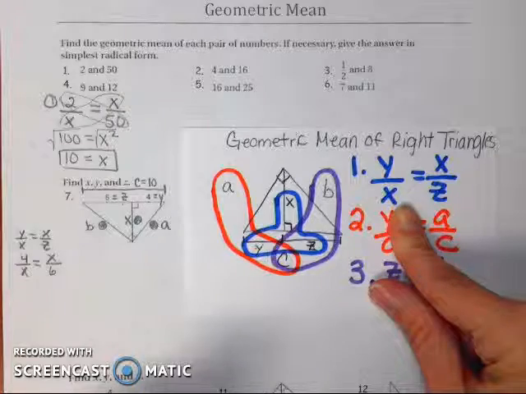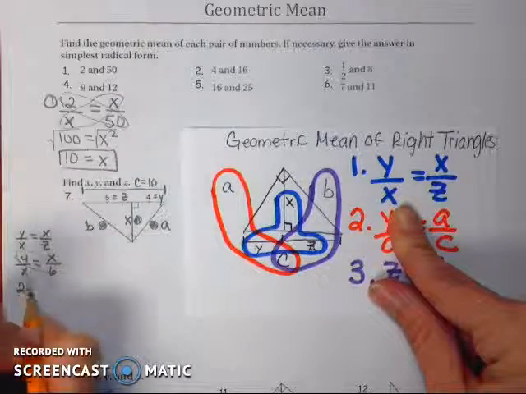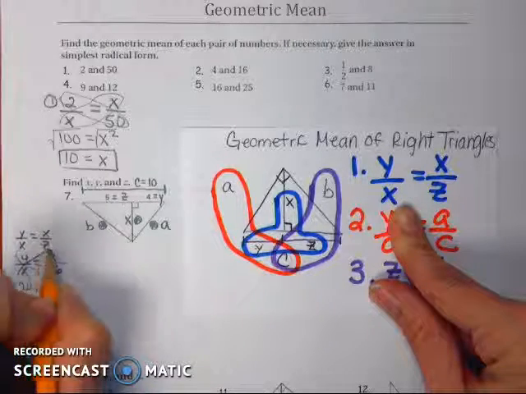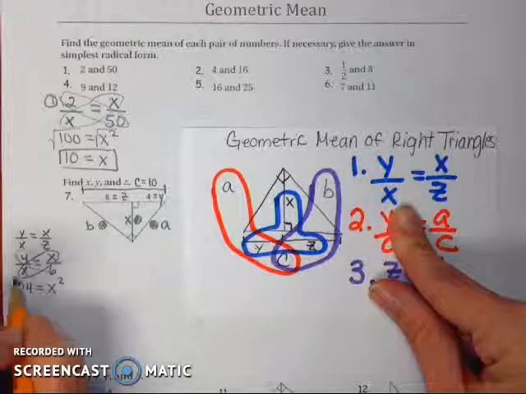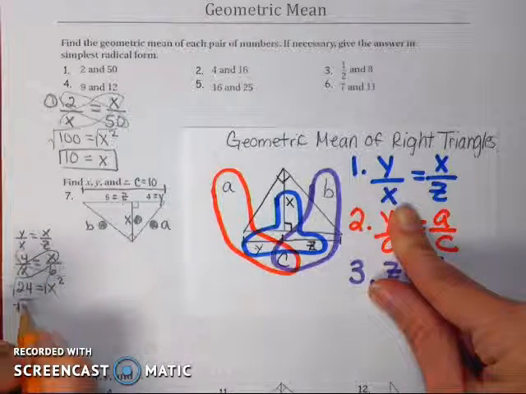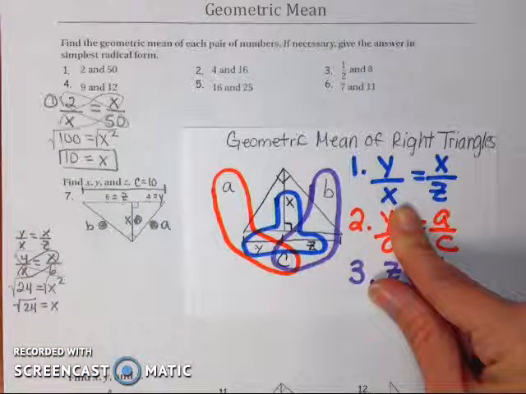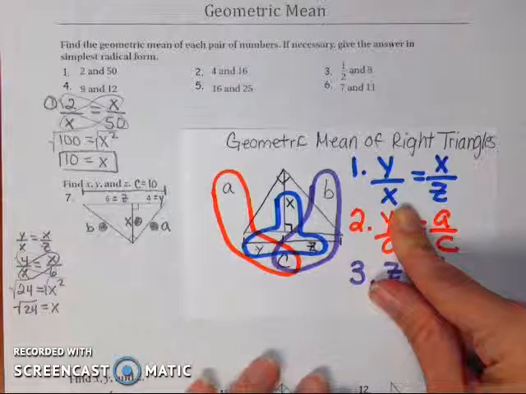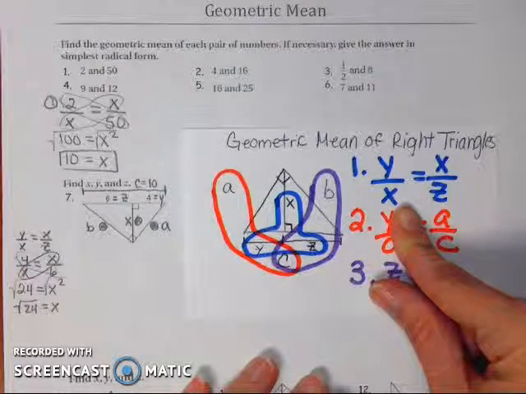Now, just like above, I'm going to cross multiply. So 4 times 6 is 24 equals, cross multiply and get x squared, and then we've got to take the square root. So the square root of 24 is equal to x, and it does say leave it in simplest radical form. If I have time on the video, I'll come back and do that. If not, I know you can do it by yourself.